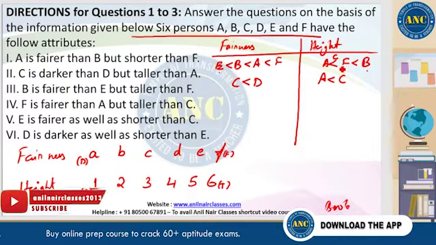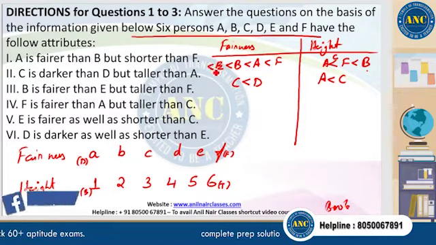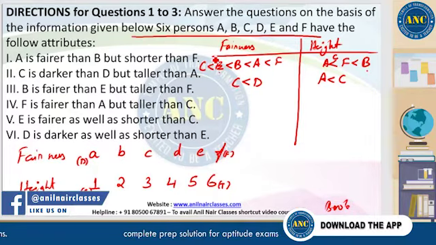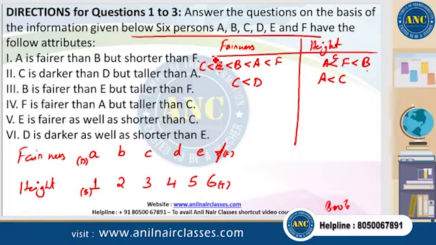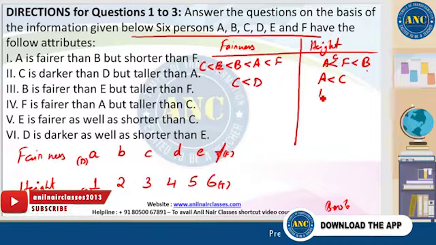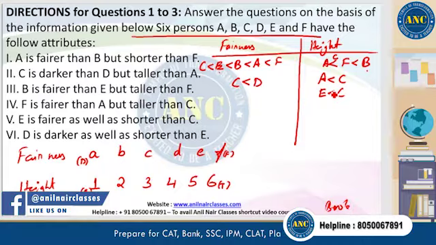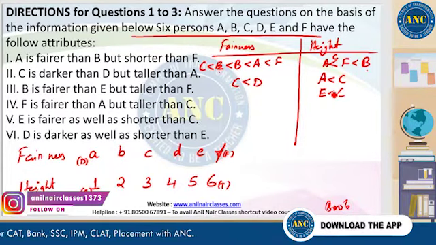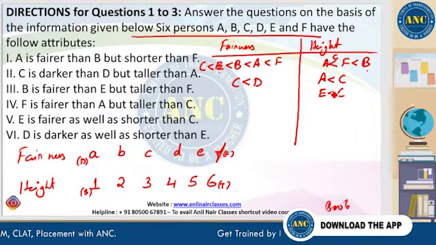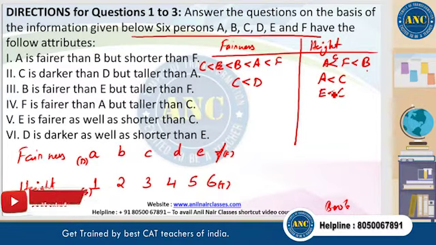E is fairer than C, right? E is fairer than C, but they also say that E is shorter than C. E is shorter than C. So what have you noticed, right? We have B, then we have F, we have C, right? And below C, it could be A and E. We don't know in which order.